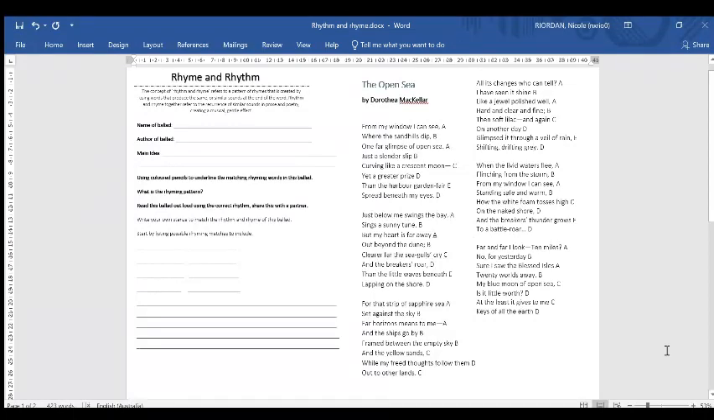Alrighty, so quickly compare yours to mine, and have a look to see whether you found the same thing that I did. So stanza 1, over here, A, B, C, D, E, D. Stanza 2, A, B, C, D, E, D. Stanza 3, A, B, C, D, C. Stanza 4, A, B, C, D, E, D. Stanza 5, A, B, C, D, E, D. And stanza 6, A, B, C, D, C, D.